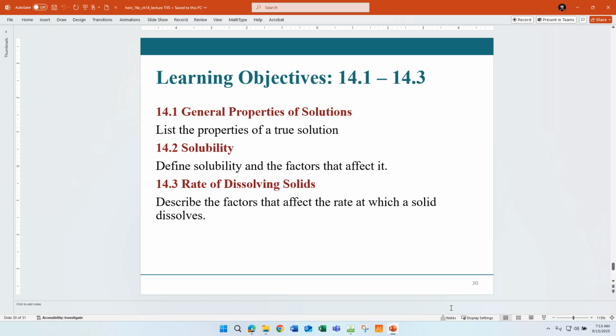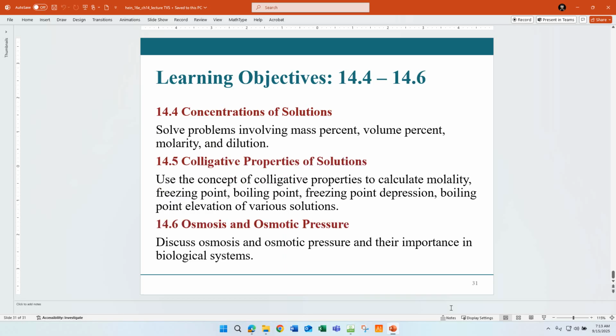And here are your learning objectives. If you did not understand any of that, make sure you pause the video, backtrack, and redo your notes. And that is the end of Chapter 14. See you in class.